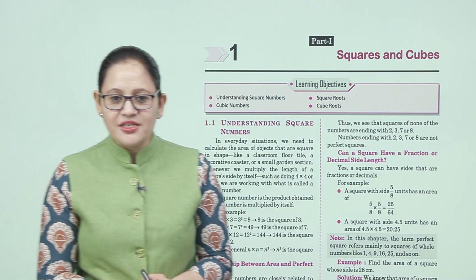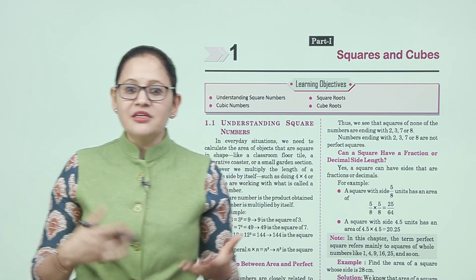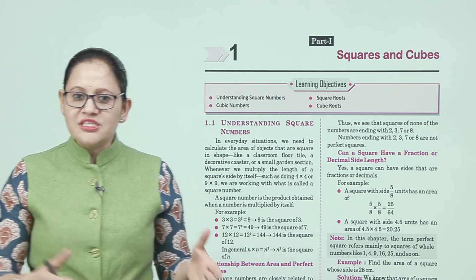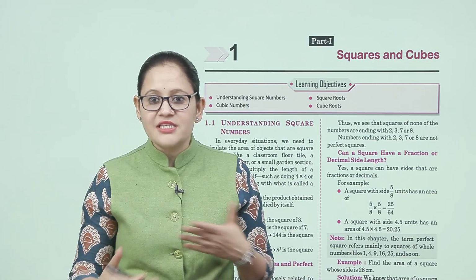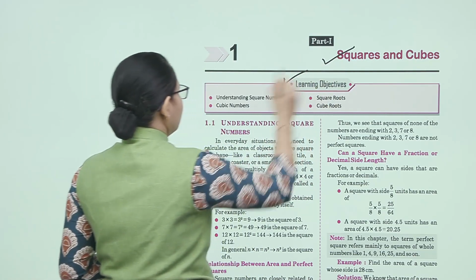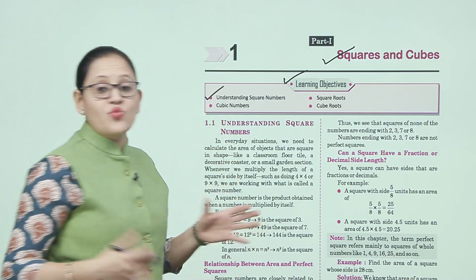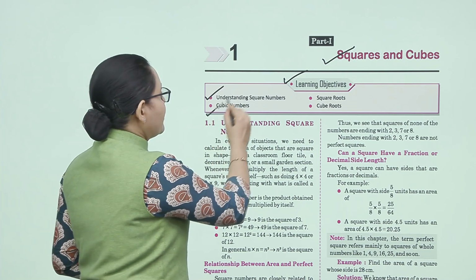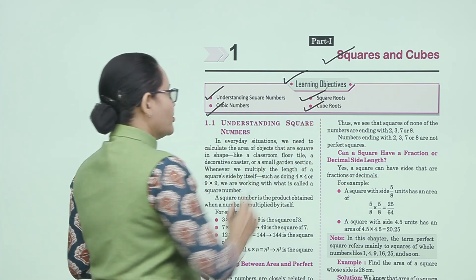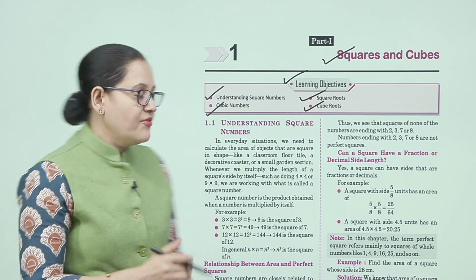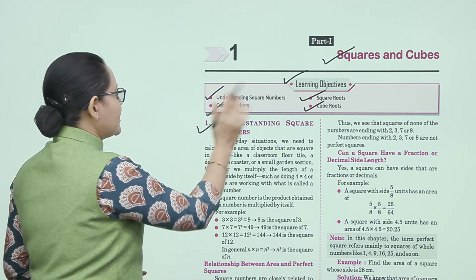So students, you have read about square numbers and how to find the cube. In this chapter, we will learn about squares and cubes. Our learning objectives in this chapter are understanding square numbers, cubic numbers, square roots and cube roots. We are going to learn all these things in this chapter. First, we are going to start with understanding square numbers.